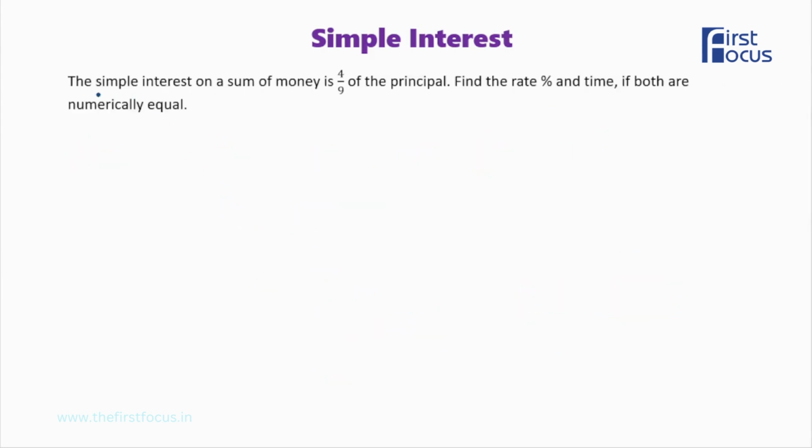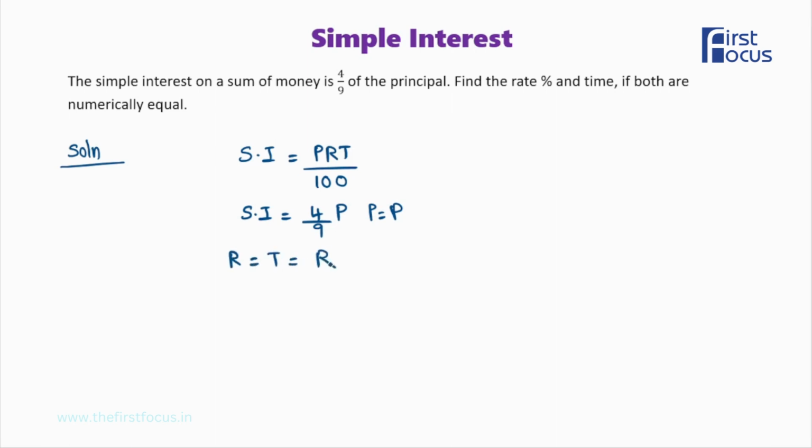Our next problem is the simple interest on a sum of money is 4 by 9 of the principal. Find the rate percent and time if both are numerically equal. We know that formula for simple interest is SI is equal to PRT divided by 100. Here they have given the value for simple interest. We have to find rate percent and time, and they have given the hint that both are numerically equal. So we can take SI is equal to 4 by 9 of the principal P, and from this hint we can take both R and T as R because they are numerically equal.